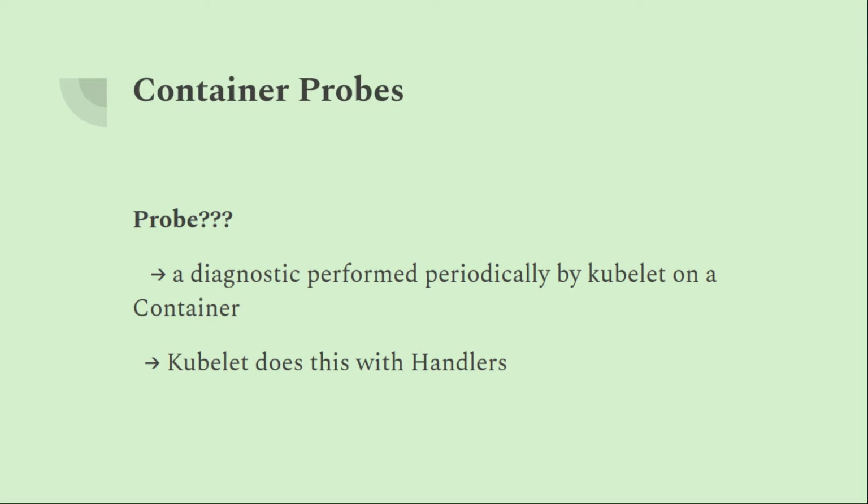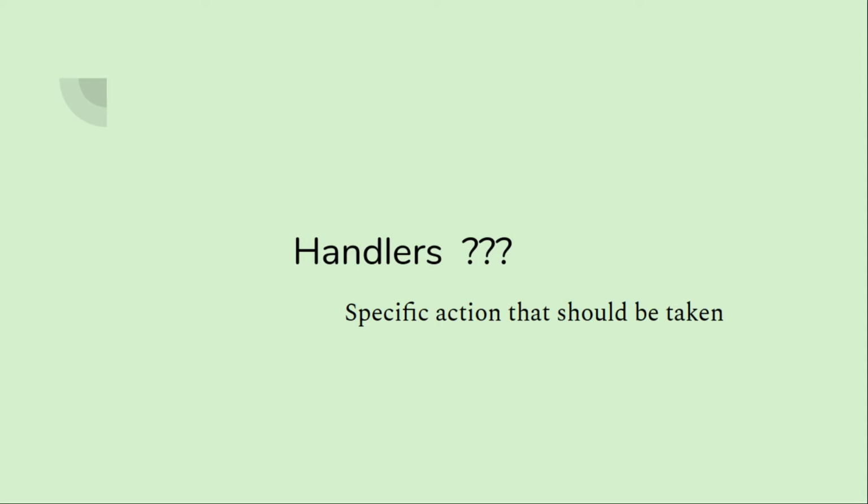So if the periodic check by the Kubernetes kubelet on a container has a result, for example it fails, then it calls the handlers. So what are handlers in this case? A handler means you are performing a specific action. You are checking the probe of a container, just checking whether the container is up or not. If the container is up, then it's okay. If it is not, then what do you do in this case? That is a specific action which the handler is going to take care of.